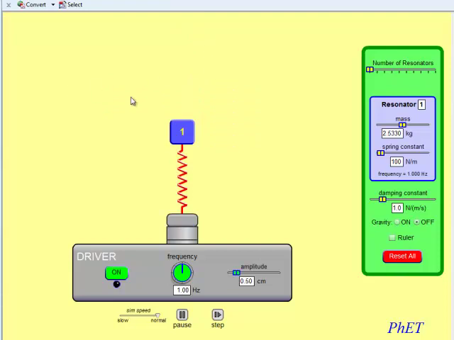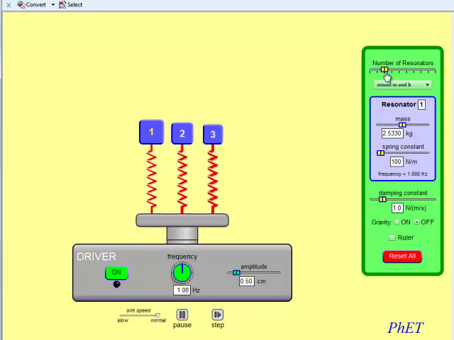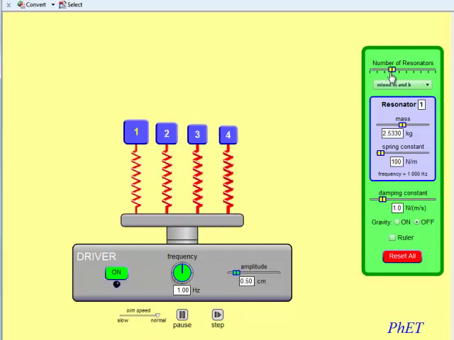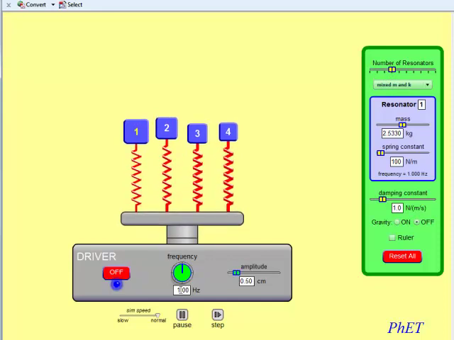Here I'm going to show several resonators. So I'm going to increase the number here to 4, and then when I turn this one on, this one is right now set at 1.00 Hertz, where I showed that number 1 here is swinging the most because it matches its natural frequency. Again, if I move the damping constant down, then this will end in catastrophe.